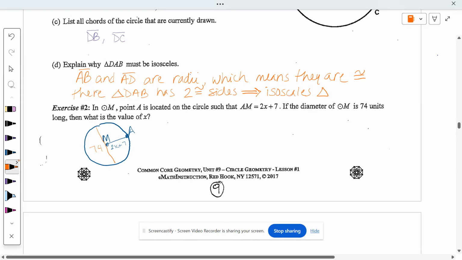Well, remember that if segment AM is 2x plus 7, segment AM is a radius. So 2 times the radius equals the diameter. So 4x plus 14 equals 74, which means 4x equals 60, which means x equals 15. All right, next page.